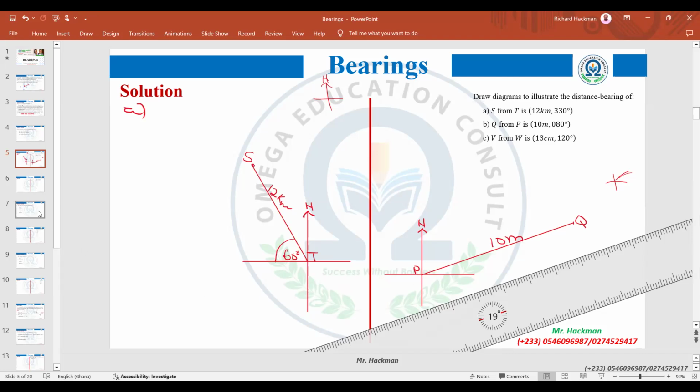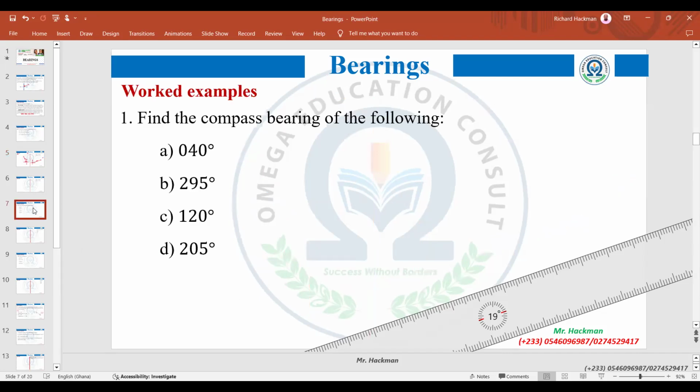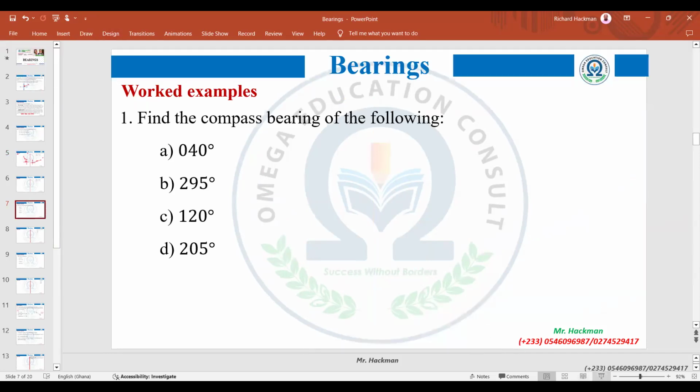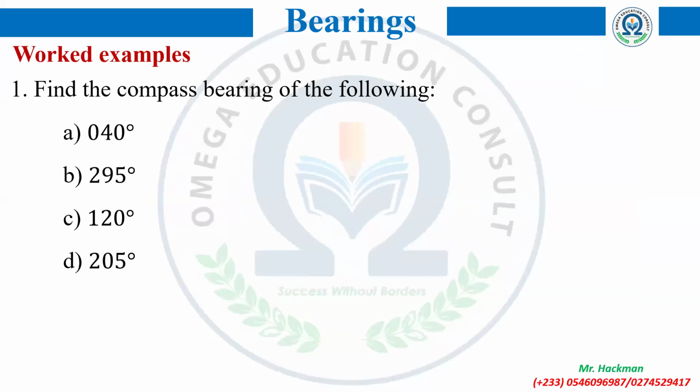Now let's go and look at the next set of questions. So now I'm done. I can disable my ruler and go back to my presentation view. So this is what we have. We are going to look at moving from the compass bearing to the true bearing, and from the true bearing to the compass bearing. If you know how to deal with these two, again, you should be well grounded when it comes to vectors questions. Bearing questions. So take note.